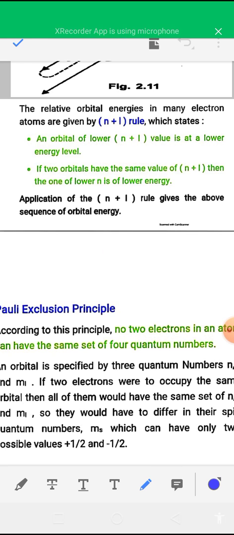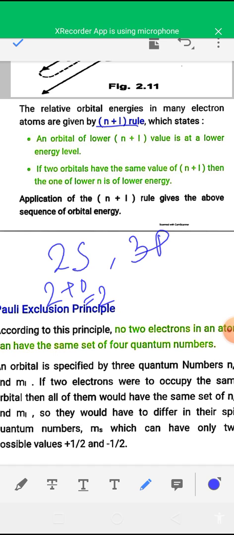Using the n plus l rule, you can say which orbital has higher energy and which has lower energy. For example, 2s and 3p: for 2s, n plus l is 2 plus 0, that is 2, and for 3p, the sum of n plus l is 3 plus 1. For a p orbital the value of the azimuthal quantum number is 1, so 3 plus 1 is 4. So the energy of 3p is greater than the energy of 2s.